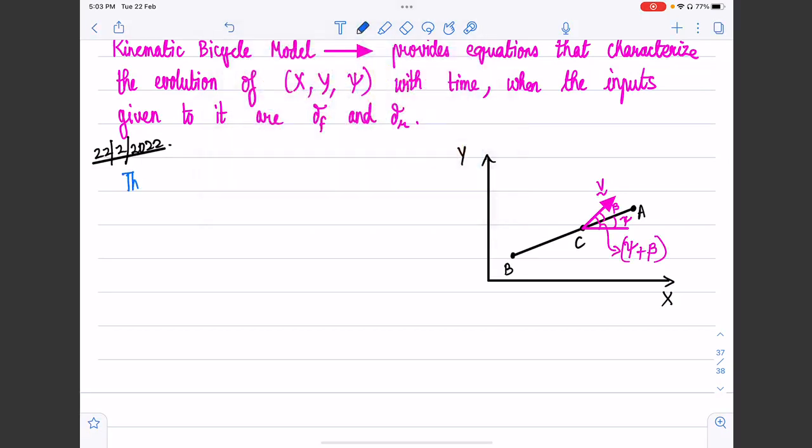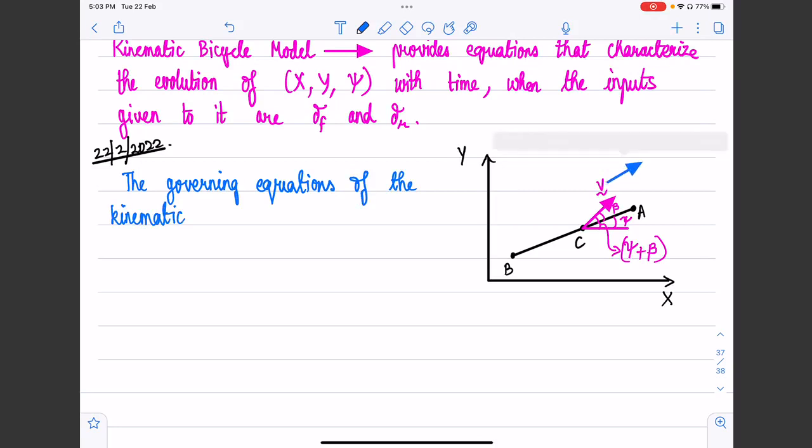So to begin with, the governing equations of the kinematic bicycle model. If we recall, as far as our notation is concerned, when we put a tilde underneath a character, we are talking about the velocity vector. So this is the velocity vector at the center of gravity. Please remember that. We are essentially going to resolve it along the capital X and capital Y axis, and then get equations of motion.